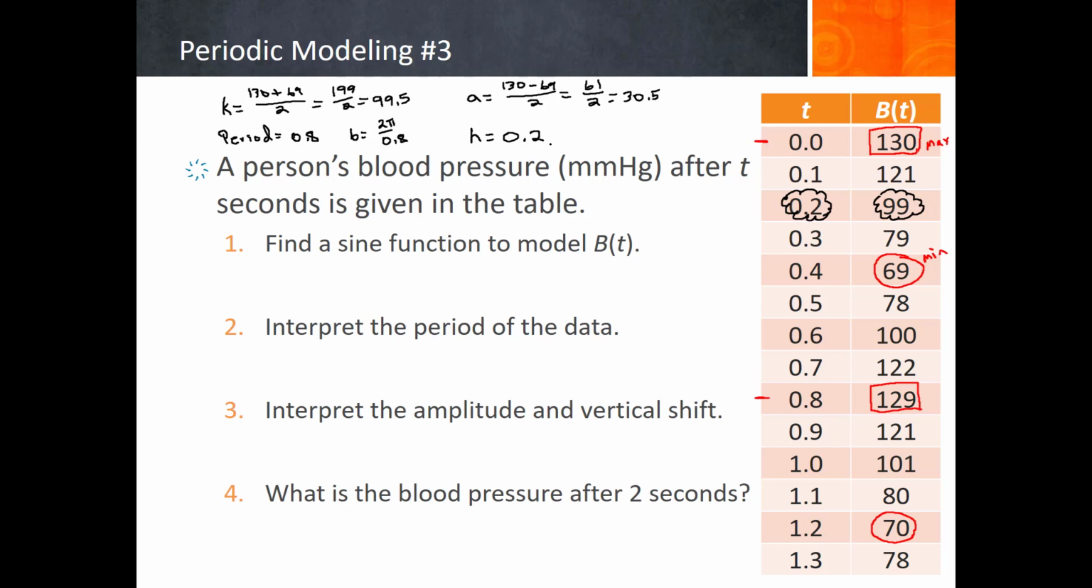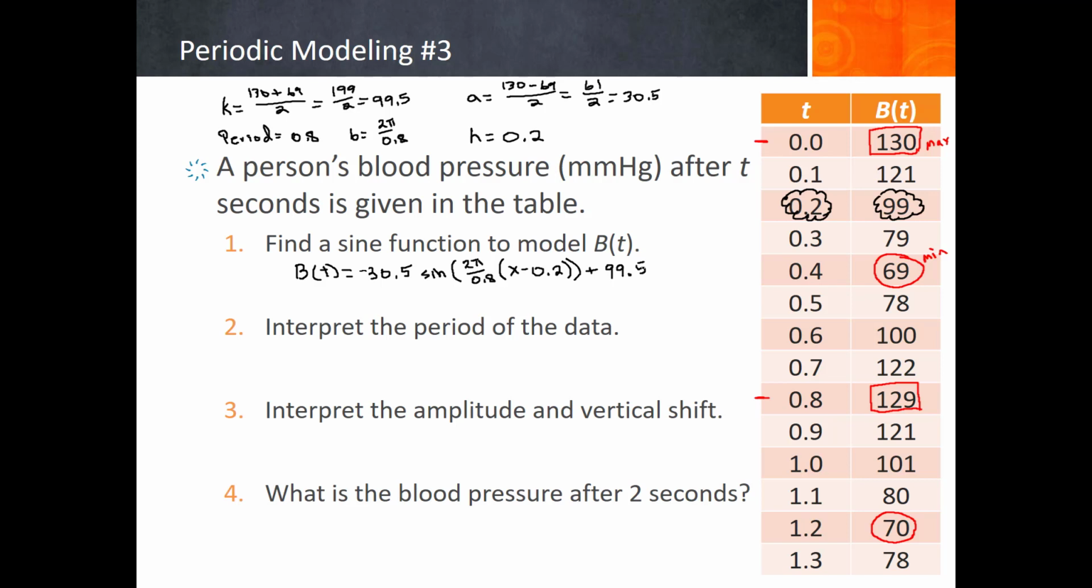So I have A, B, H, and K. And so that's all the numbers I need to write out my sine equation. So to write out my sine equation, we have B as a function of t equals negative 30.5 times the sine of 2 pi over 0.8 times the quantity x minus 0.2, close the parentheses, plus 99.5. Okay, so that would be our sine function that models the blood pressure data.